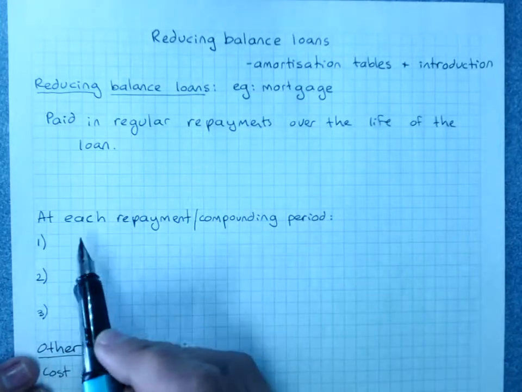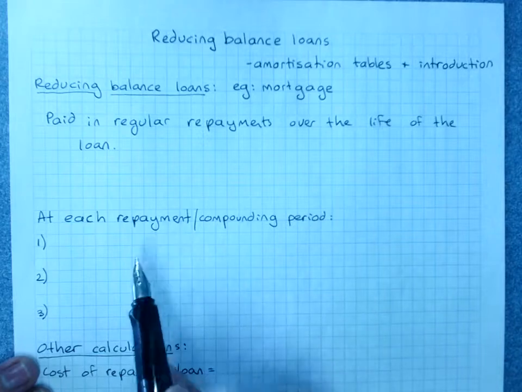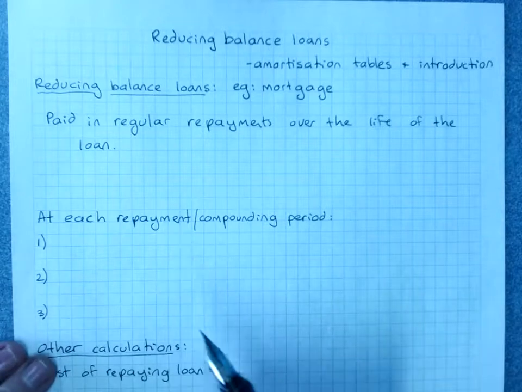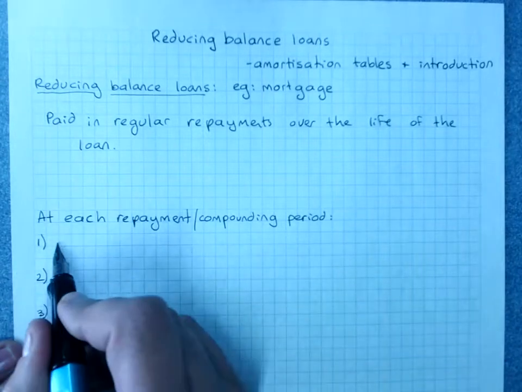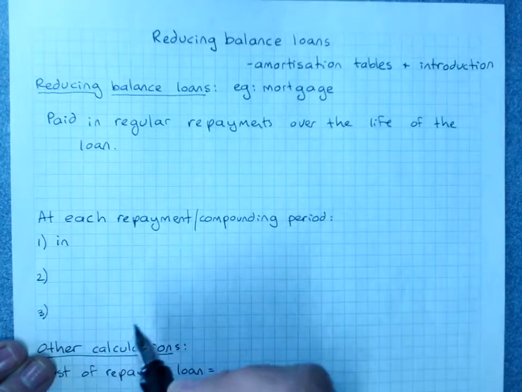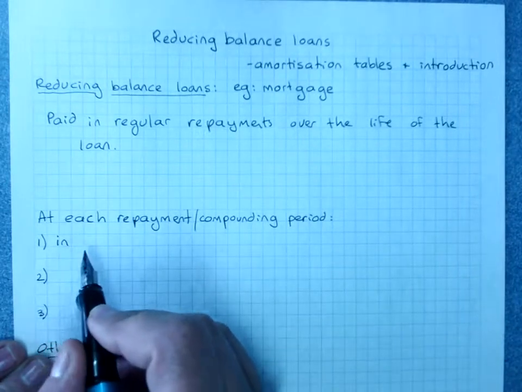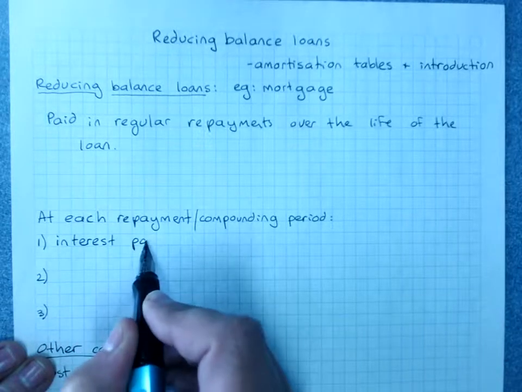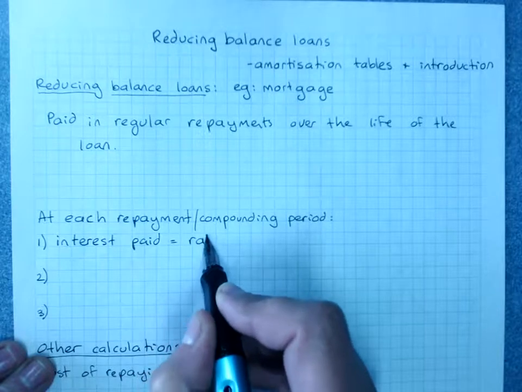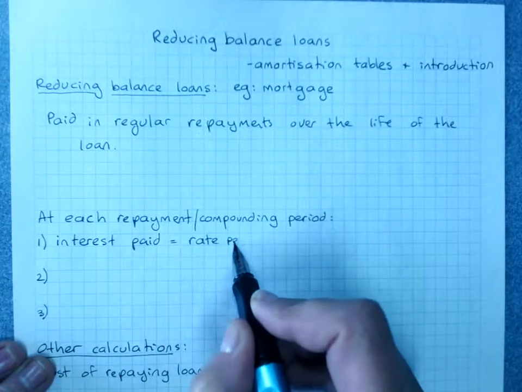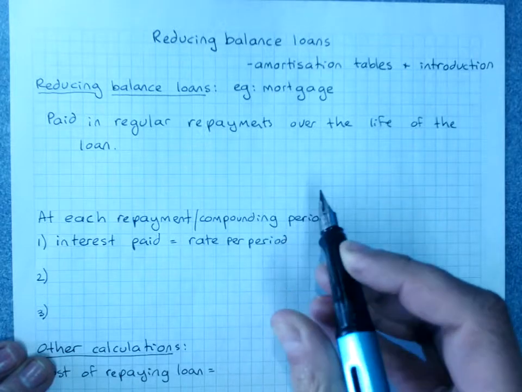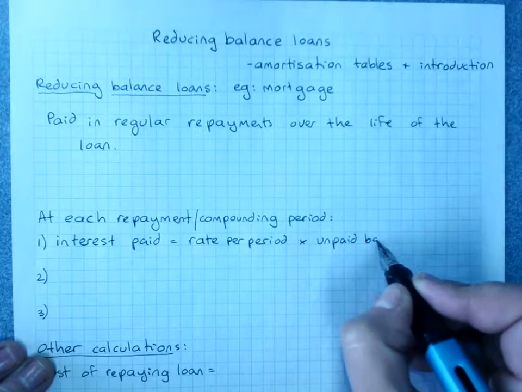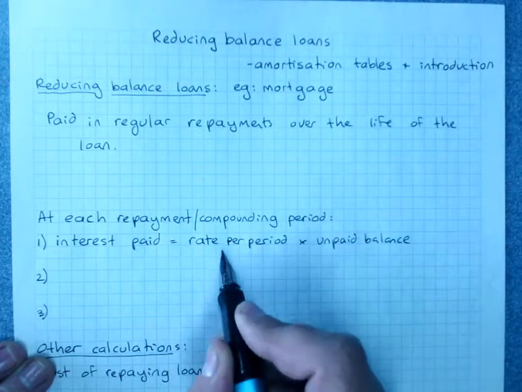So each repayment period, and we leave our repayment and compounding periods as the same, so if I'm making payments monthly, it's compounding monthly and stuff like that. We will do interest. So we'll add on the interest that's been charged in that repayment period. And interest paid is the rate per payment period multiplied by the as yet unpaid balance. And that's the rate as a decimal.